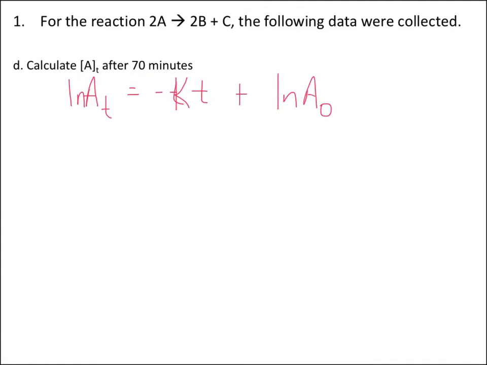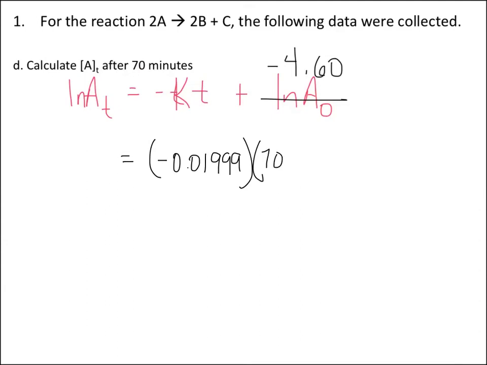Well, the beauty of this is that if you remember back from the last slide, we have this value. It gave it to us in the graph, so I'm going to get rid of that because I know that's negative 4.60, right? I know my time, because it's given to me here, is 70. I know my k value, and so all I do is plug this stuff in and solve it. So here we go. This is going to equal negative 0.0199 times 70 seconds plus negative 4.60. And remember, this is still equal to the natural log of At.